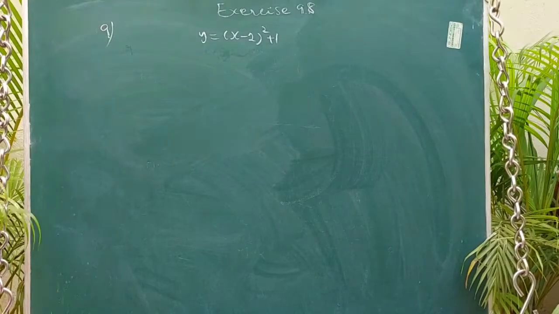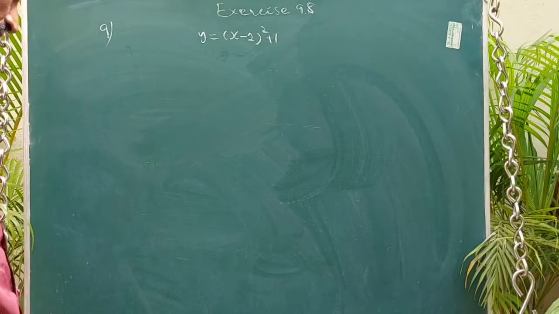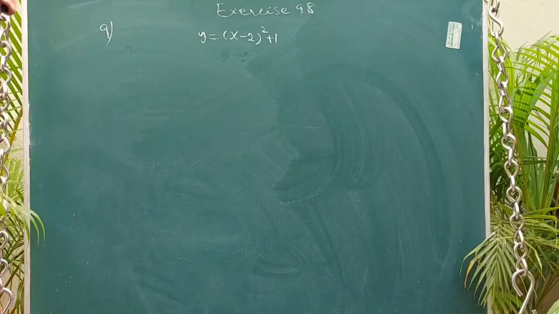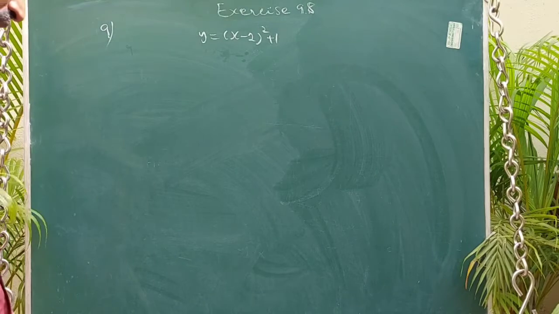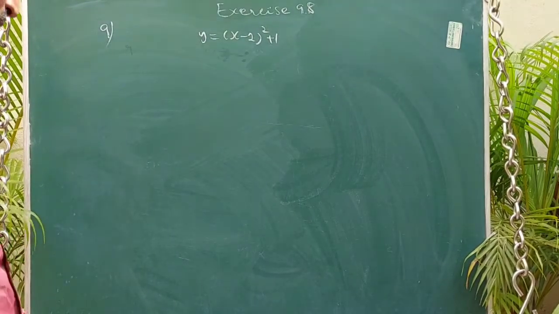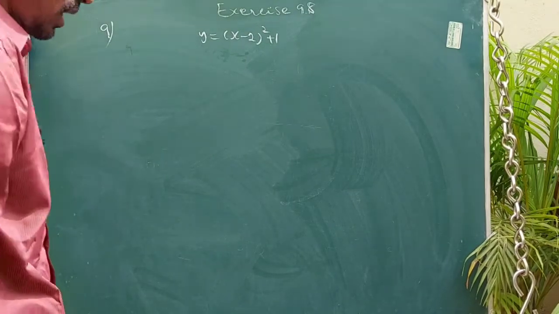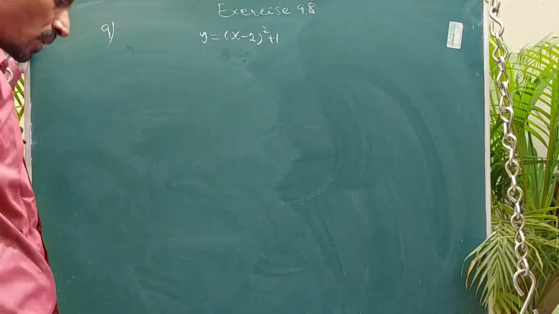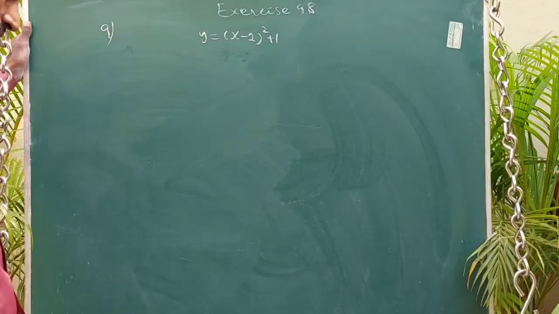So question number 9 in exercise 9.8, the question is: the curve y equal to (x minus 2) the whole square plus 1 has a minimum point at P. A point Q on the curve is such that the slope of PQ is 2. Find the area of the region bounded by the curve and the chord PQ. So here my dear student, it is given that there is a minimum point at P and the slope is given as 2. So here we have to use the local maxima and minima concept.